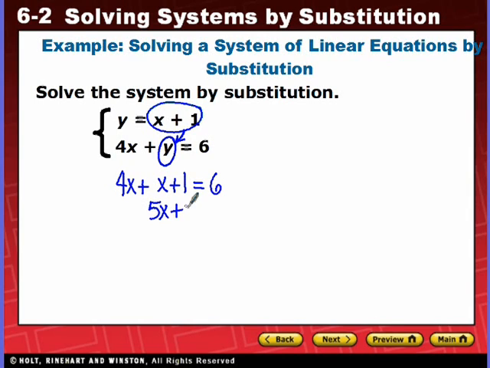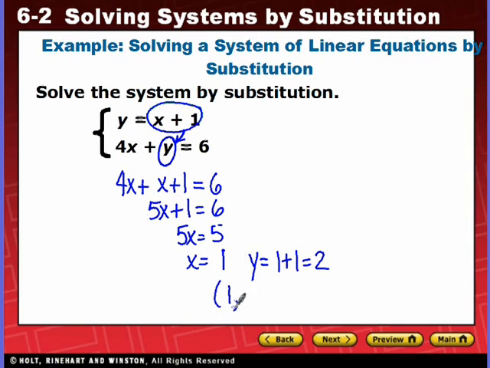5x plus 1 equals 6. Subtract 1 from each side, and you get 5x is equal to 5. And divide by 5, and you get x equals 1. Ooh, I almost wrote 5 there. Plug it back in to either equation, but I'm going to pick the one that's already solved for y. And I get y equals 1 plus 1, which is 2. So my solution should be 1 comma 2.